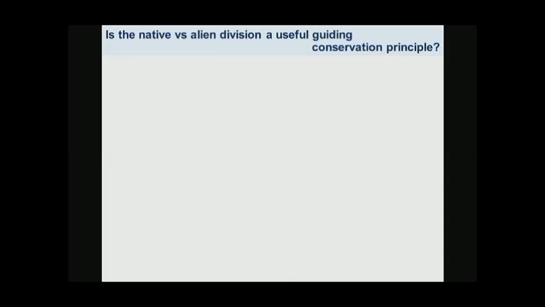However, as a scientist, one has to ask, is the native versus alien division a useful guiding conservation principle? Are we allowing these sorts of inherent attitudes that are in our language to actually lead us places where the science perhaps shouldn't take us?